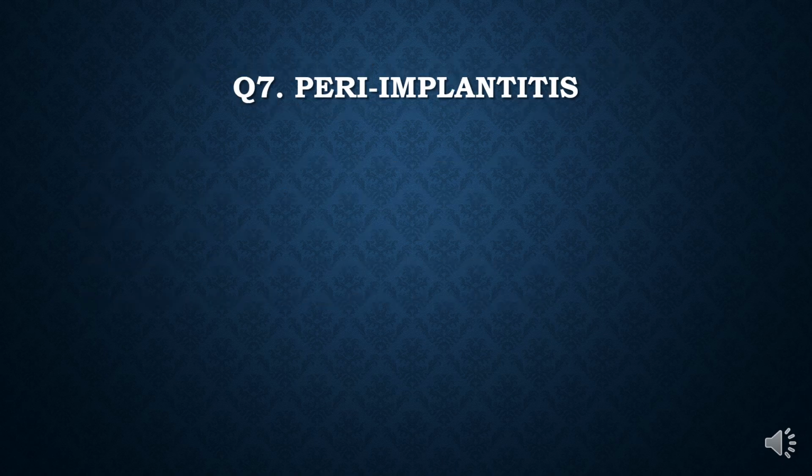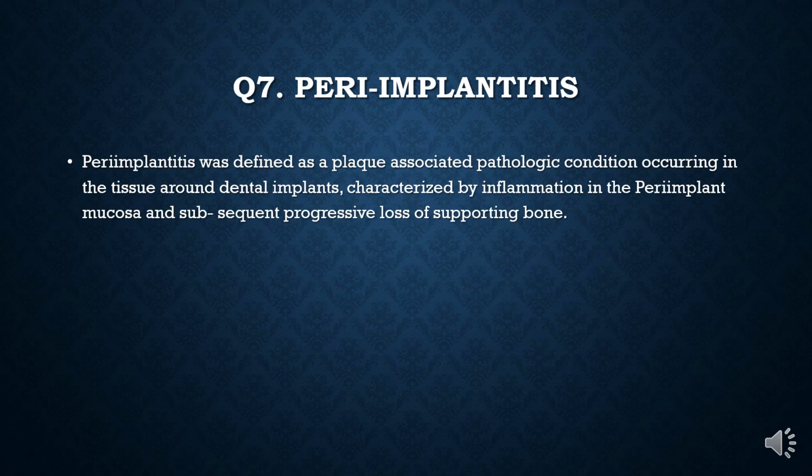Next question is peri-implantitis. Peri-implantitis was defined as a plaque-associated pathologic condition occurring in the tissue around dental implants, characterized by inflammation in the peri-implant mucosa and subsequent progressive loss of supporting bone.